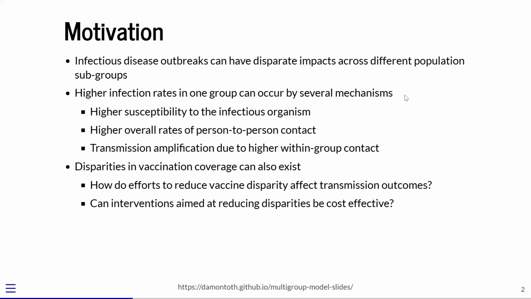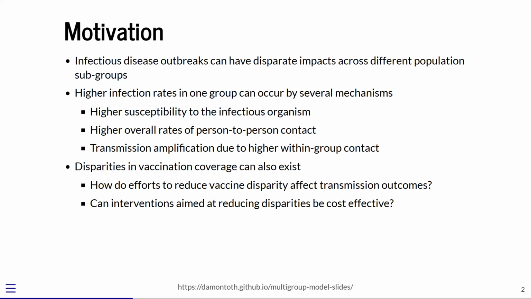And so the motivation of this model is that we know that infectious disease outbreaks can have disparate impacts across different subgroups of people living in our communities. And if one group has a higher infection rate than the other due to an outbreak, there are several different mechanisms by which that could happen. A few examples are that one group could have higher susceptibility to acquiring the infectious organism after exposure. Groups can have different overall rates of person-to-person contact by which they might become exposed to the disease.